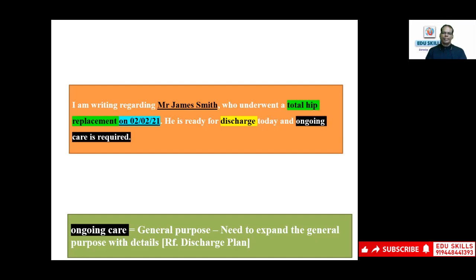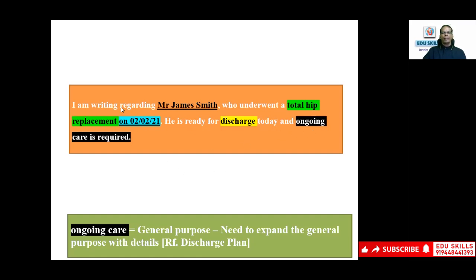But if you are not a beginner, if you have been practicing for a certain period of a few months, now you have to take all your previous letters and assess your letters and find out whether you have included all these segments and aspects of assessment criteria in your introductory paragraph. Full stop, he is ready for discharge today, and ongoing care is required.